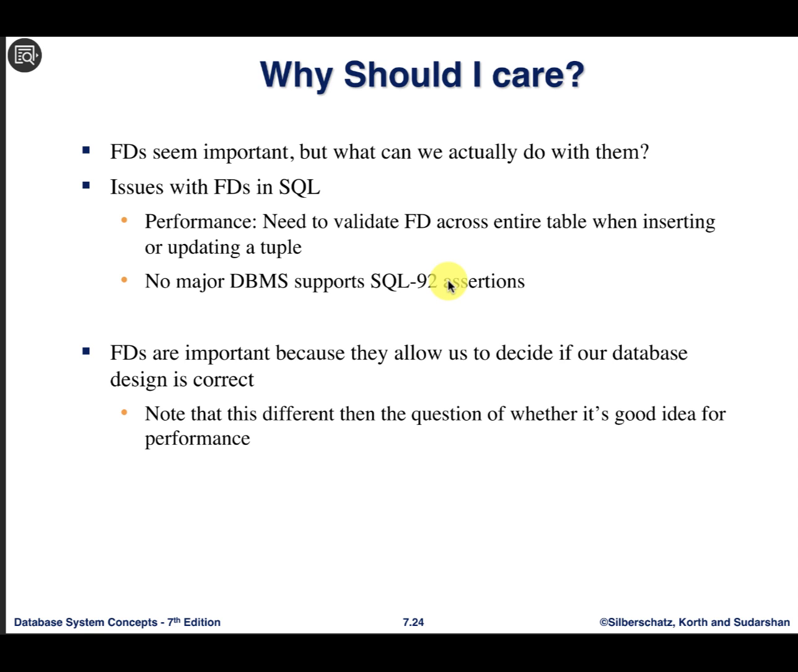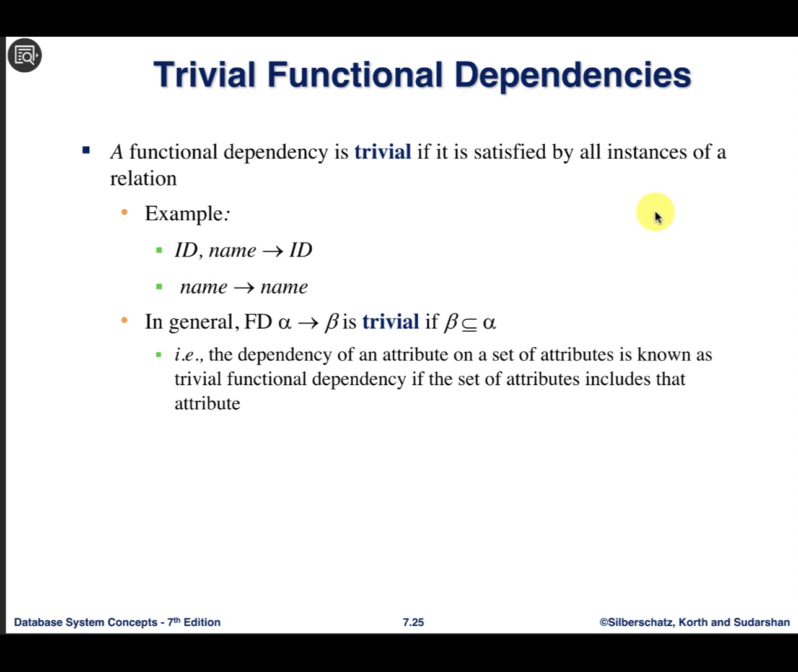Since I cannot define them in the original data, how can you use them? You use them only for the design, in order to tell whether your design is correct or not, and how we can fix it. There are many different types of functional dependency. The first one we call trivial. We call a functional dependency trivial if the right-hand side is a subset of the left-hand side. If we use alpha and beta, alpha is the left-hand side and beta is the right-hand side.